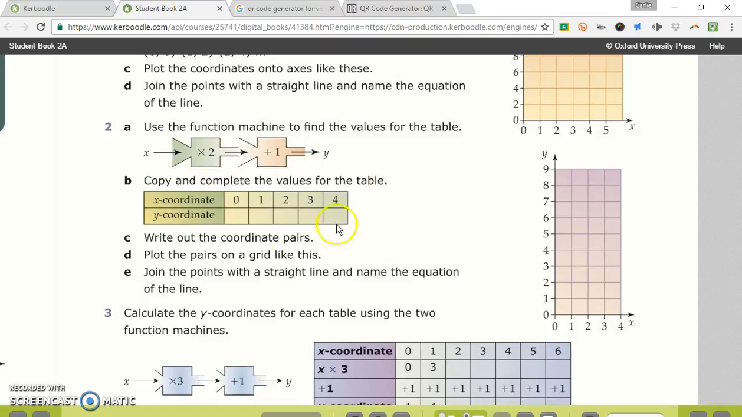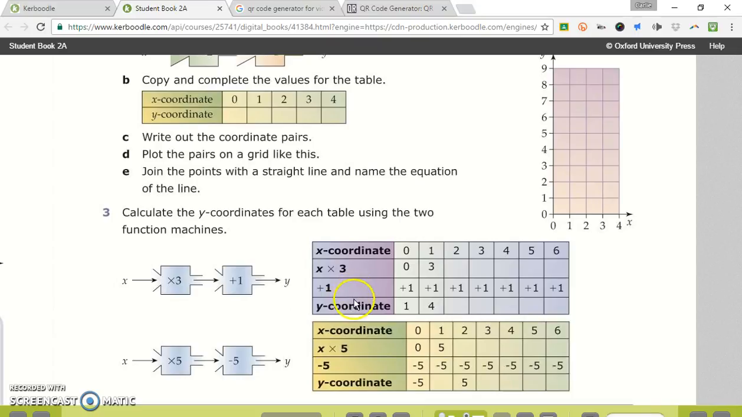Now, you're going to do the same thing with question 2. All right? Question 2 is going to ask you to multiply your x value by 2 and then add 1. So if we look at 0, 0 times 2 gives us 0, plus 1 gives us 1. Our y coordinate is going to be 1. 1 times 2 gives us 2, plus 1 gives us 3. Okay, and then you're going to plot those points.